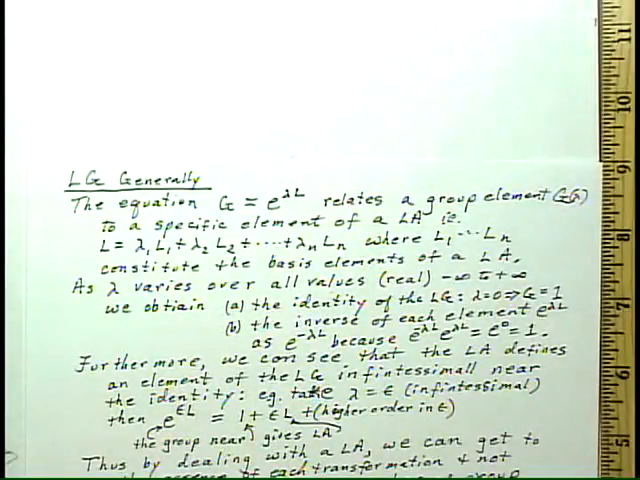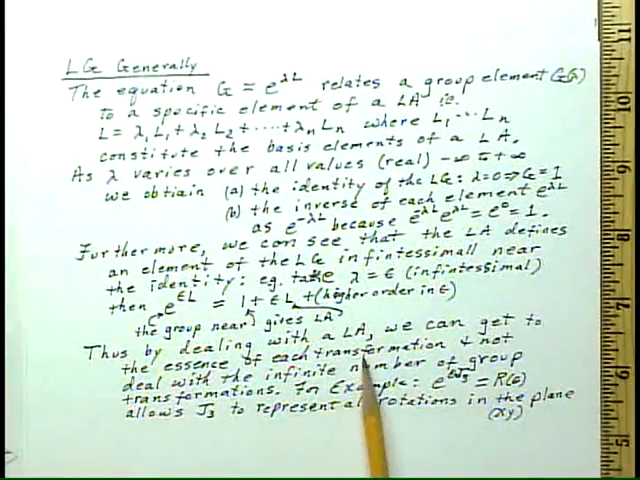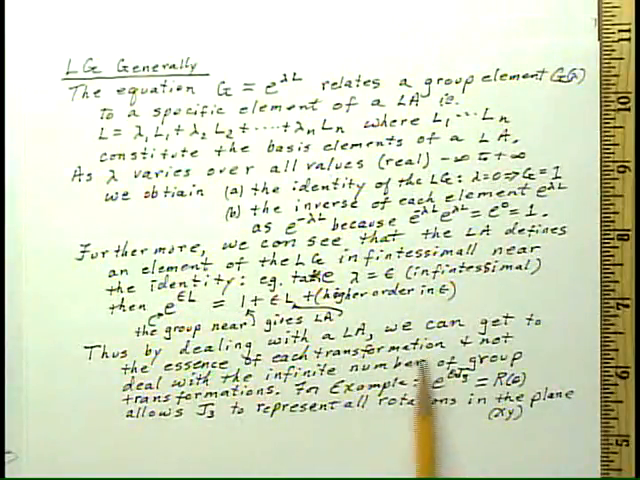Now that process that I just mentioned: find a Lie algebra in a matrix form, discover what the structure constants are, and then erase that and say, I'm starting with these structure constants, find all realizations. You will not only uncover where you just were with those matrices, but you will also uncover other matrices and other realizations of that same set of commutation rules. Thus, by dealing with the Lie algebra, we can get to the essence of every transformation and not deal with the infinite number of group transformations.